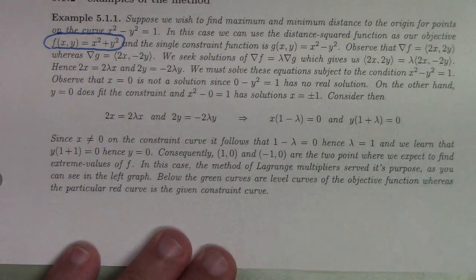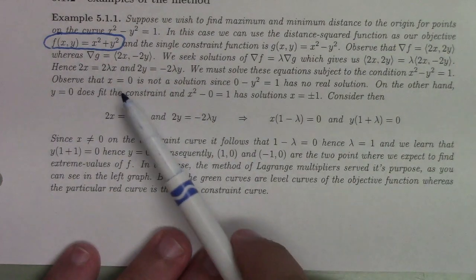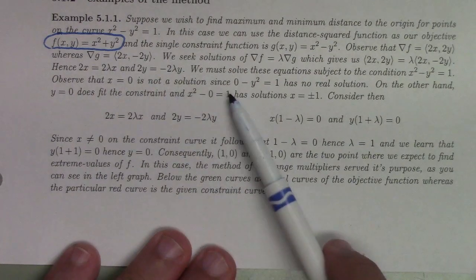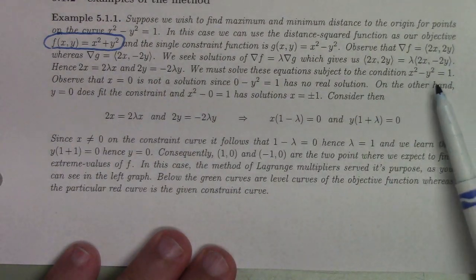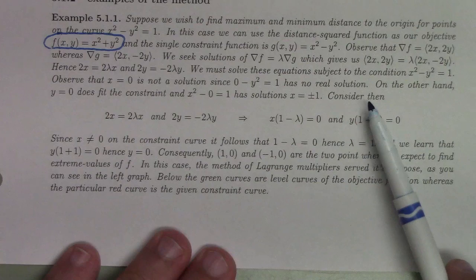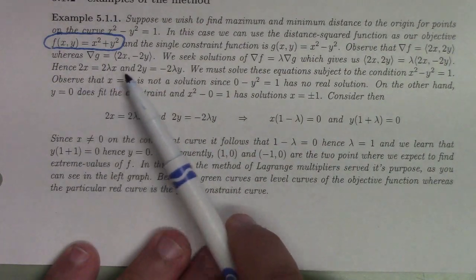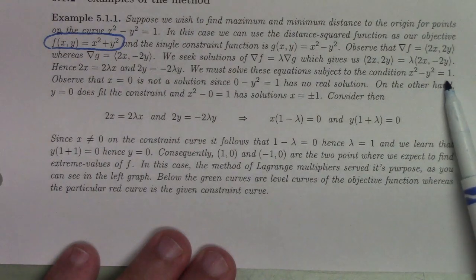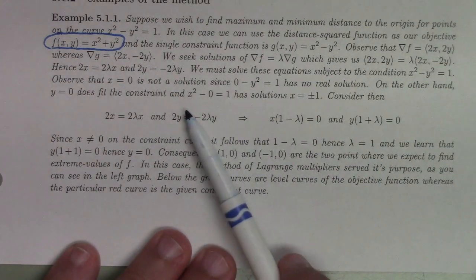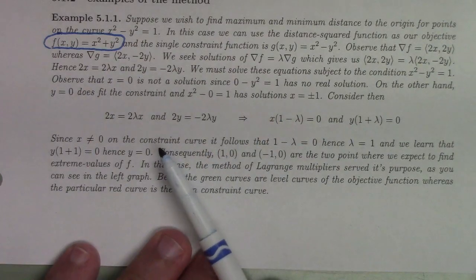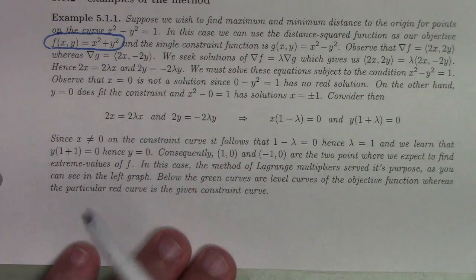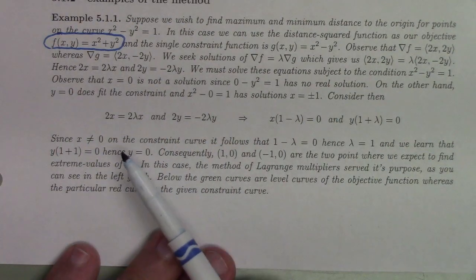So if you look at it, x equals 0 would be one way you could solve that. But that's not a solution because on the constraint equation, it gives you minus y squared equal to 1, which has no real solutions. But on the other hand, if we look at y equal to 0, that works because when we put y equal to 0 into the constraint equation, we get x is plus or minus 1. So it looks like we need to have y equal to 0 and x equal to plus or minus 1, I think.